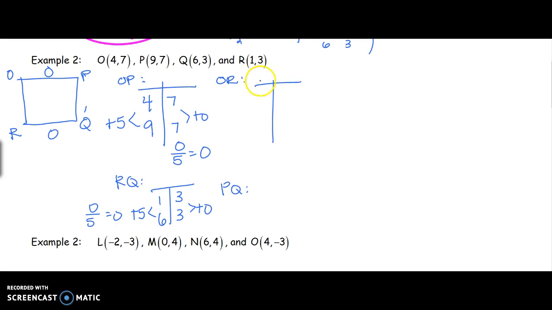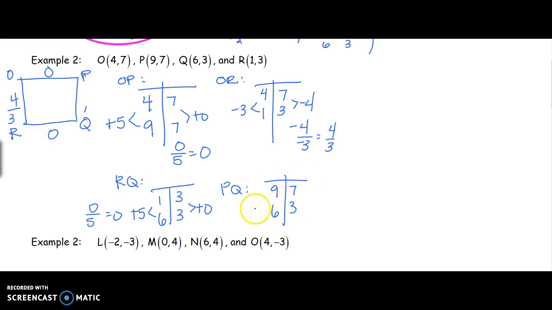OR, O is 4, 7. R is 1, 3. So 4 to 1 is minus 3. 7 to 3 is minus 4. So this is negative 4 over negative 3, which is 4/3. PQ, P is 9, 7. Q is 6, 3. To get from 9 to 6, you minus 3. 7 to 3, you minus 4. So negative 4 over negative 3 is 4/3.